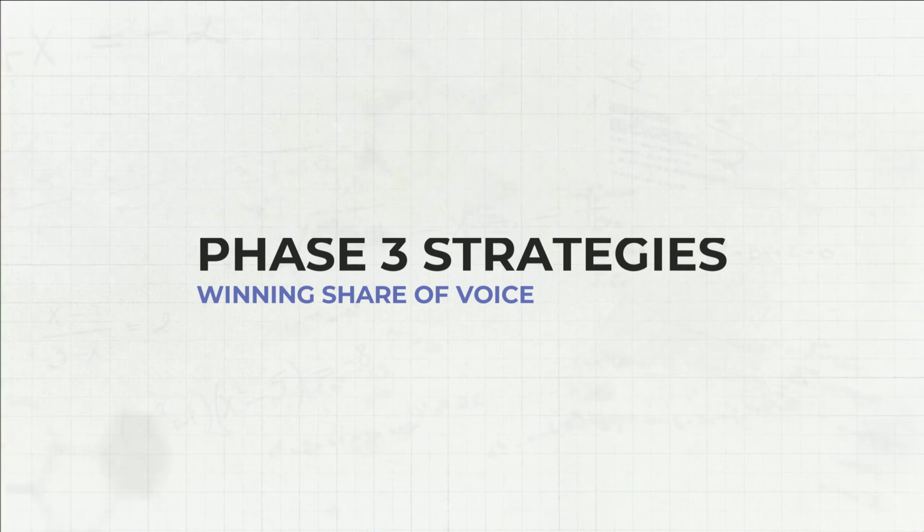Now, let's go to phase 3. Now for phase 3 brands, they are already well known. Think about HubSpot in the marketing space, Notion in productivity, or Canva in design. When you ask AI about these categories, those brands come up consistently. The game at phase 3 shifts to share of voice, meaning how often the brand appears compared to its competitors when AI is asked about the category or niche.